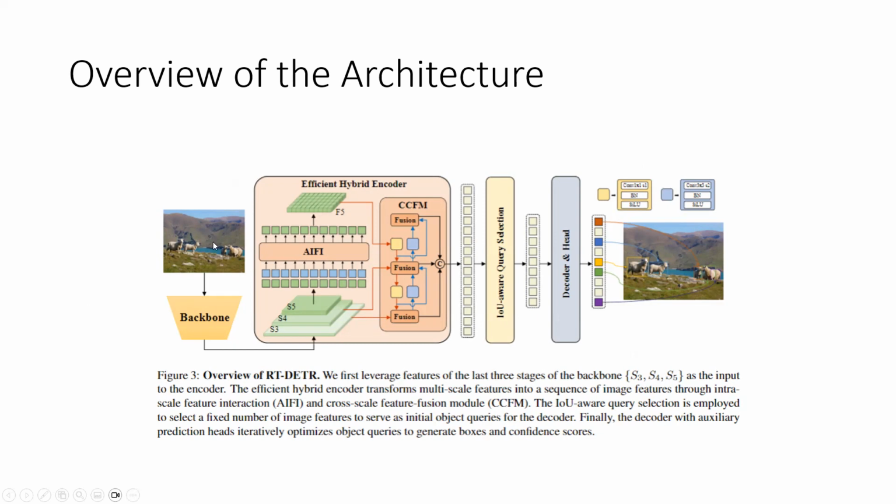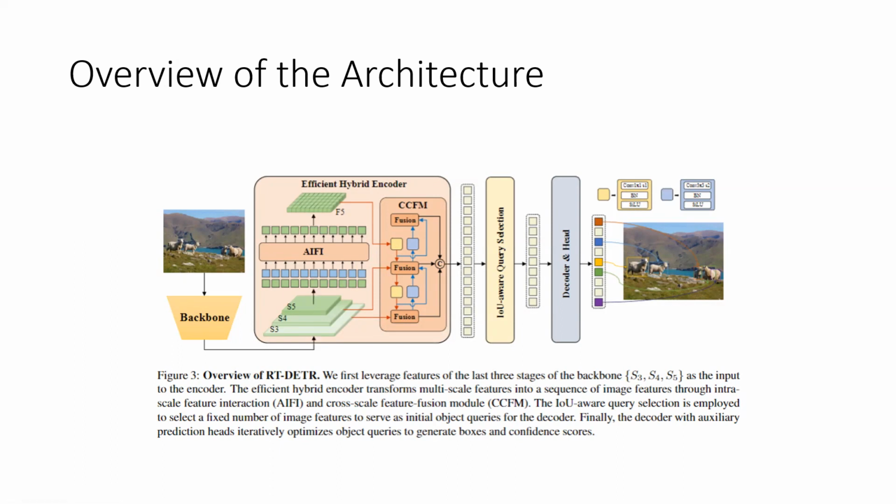Here, we first pass the image through a backbone. The backbone can be a ResNet 50 or ResNet 100, and then they take the feature layers. They take three feature layers, S3, S4, and S5, from the backbone, and then they send S3 and S4 to this CCFM, which we'll see in more detail in a later section, and then they send the S5 layer to the AIFI transformer layer.